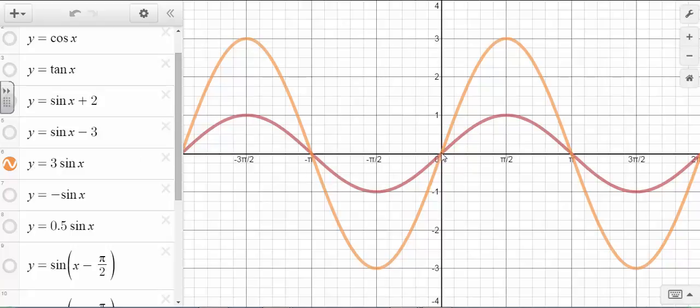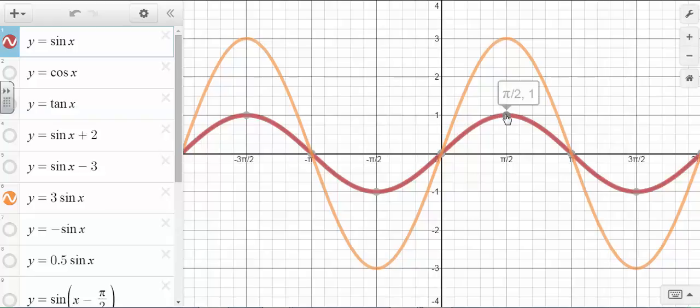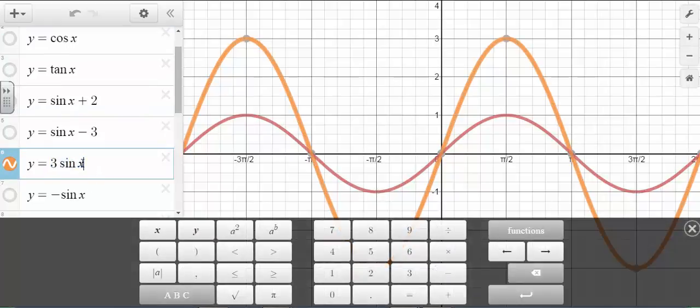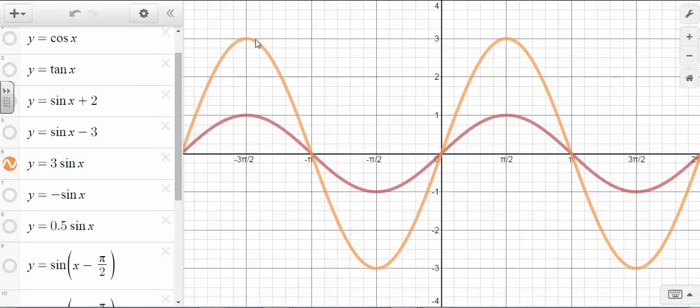0 times 3 is 0. Over here at pi over 2, I had the value 1 for y. Multiplied by 3, I get 3. And at every point in the graph, essentially this is just saying take the existing y value, triple it, multiply it by 3, and so the graph goes up 3 times as high, down 3 times as low, and so on.